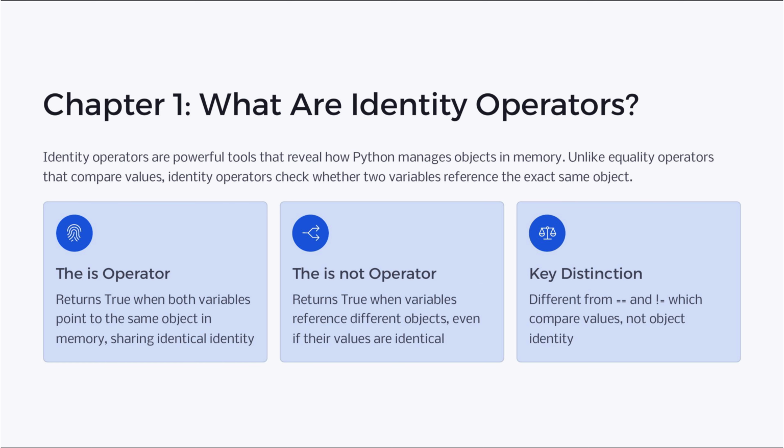Is returns true if they share identical identity, while is not confirms they reference different objects. This differs from == and !=, which compare values, not object identity.